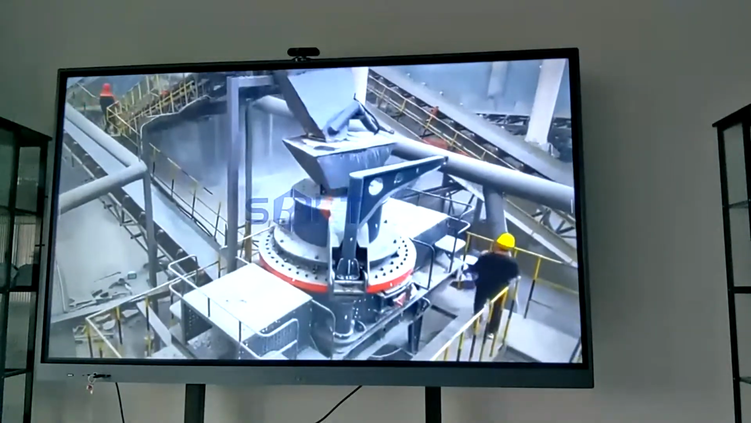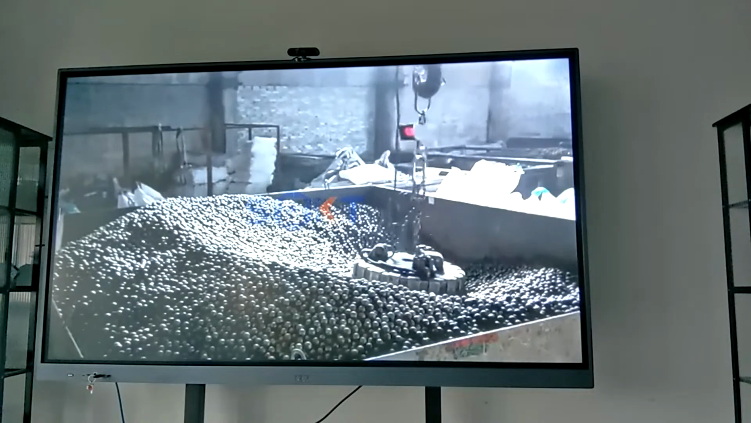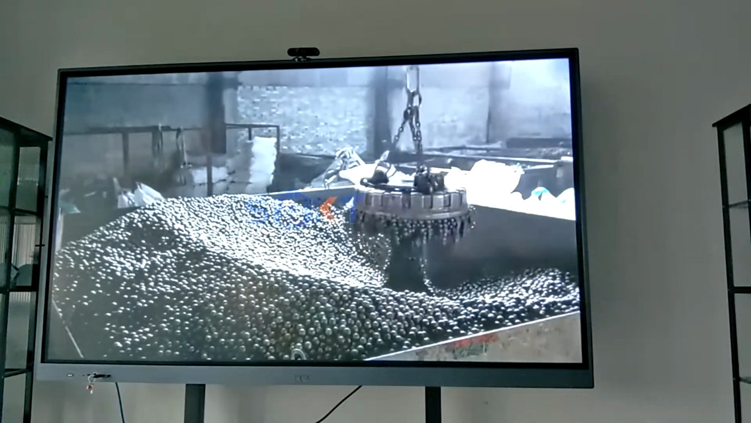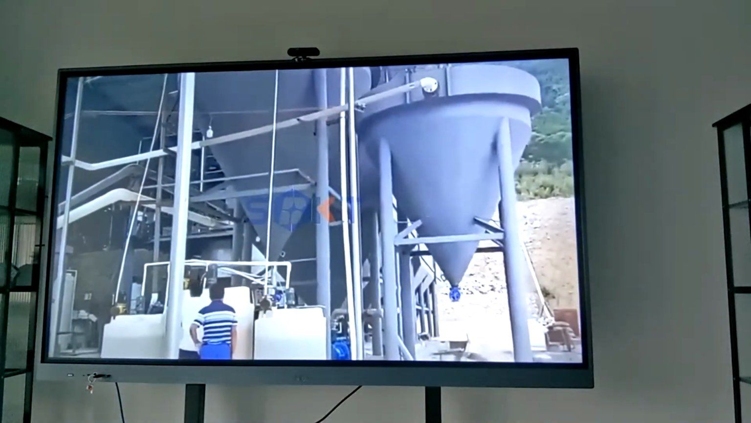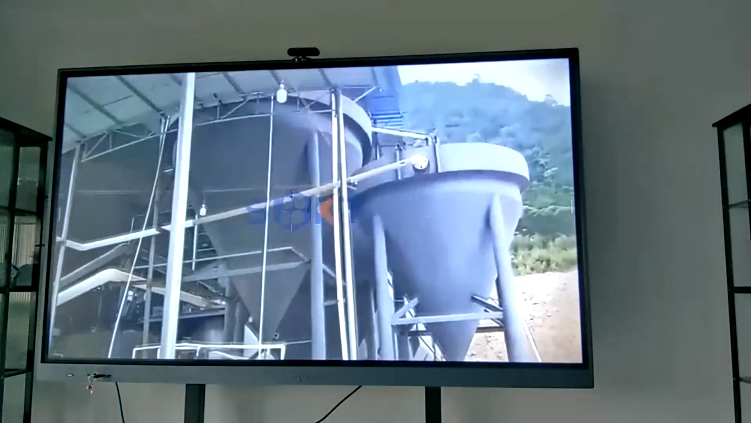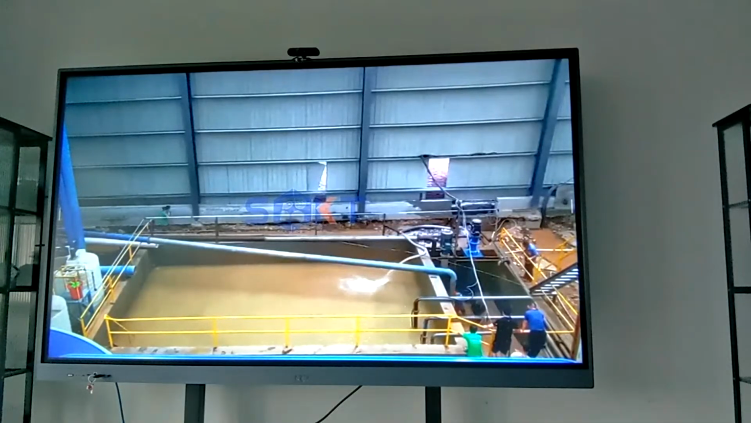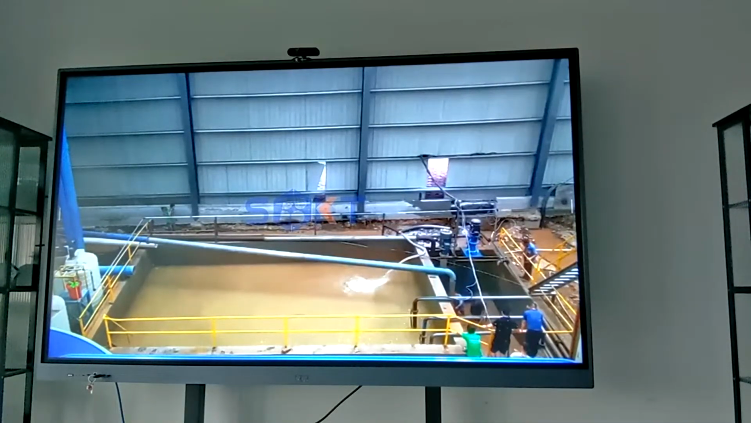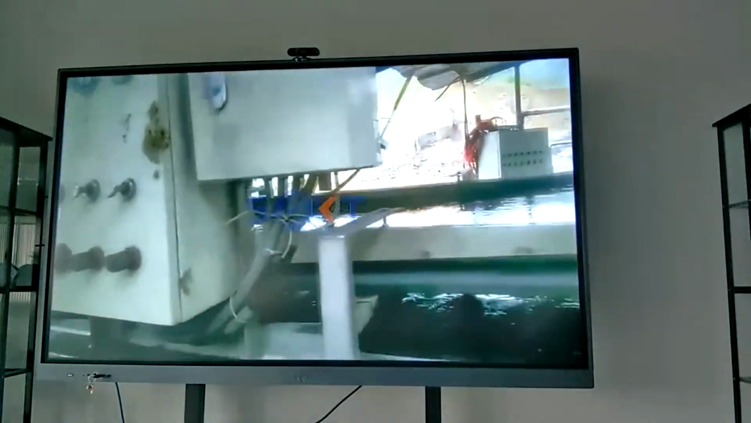Finally, there are gold deposits containing copper, lead, and zinc, where the solution is comprehensive recovery of value.